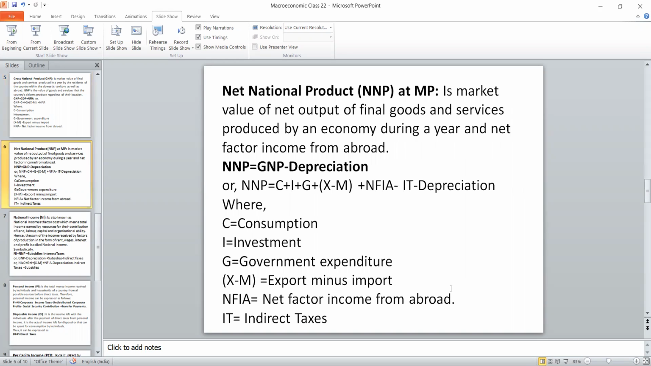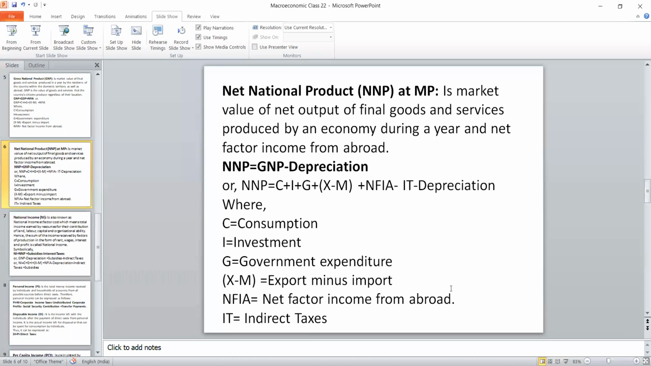Here the net foreign earnings are also included. Now what is the third element? It is NNP. NNP stands for net national product. I am explaining it at market price. NNP at market price is the market value of net output of final goods and services produced in an economy during a year, and net factor income from abroad. A slight difference: we have to deduct the depreciation value of all assets. So NNP is nothing but GNP minus depreciation.